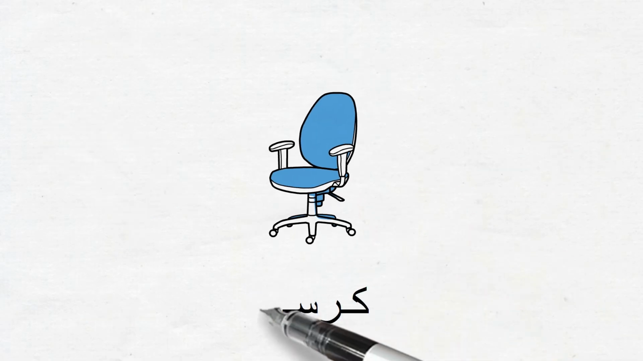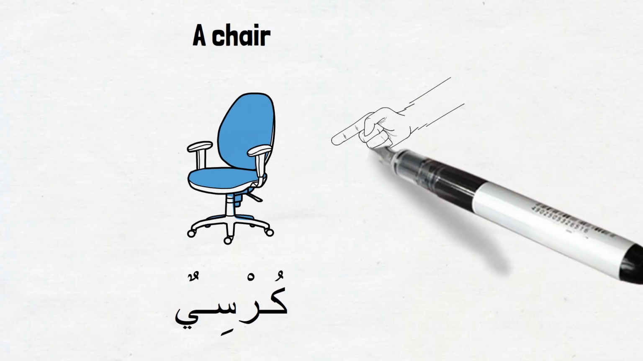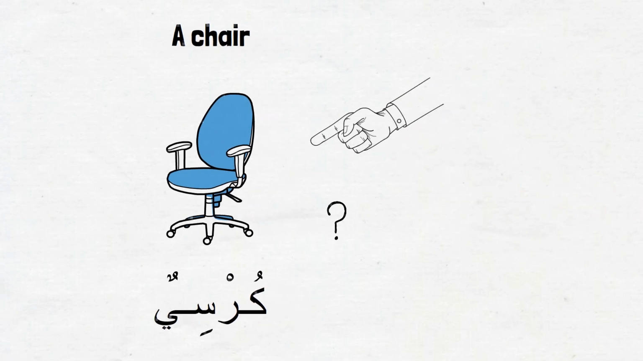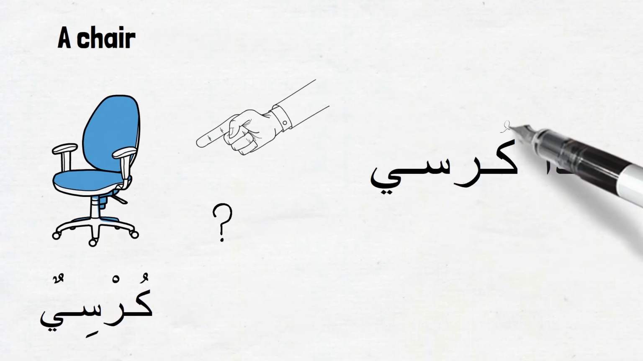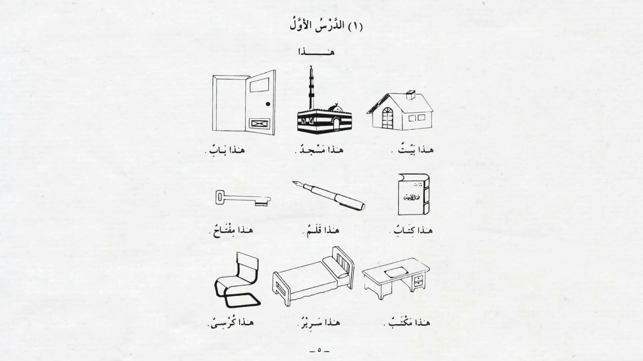And finally, كرسي. A chair. كرسي. And this is a chair. In Arabic is هذا كرسي. Not bad, right? So, back to our page. I believe we covered the names of all objects here. Let's review them once again.